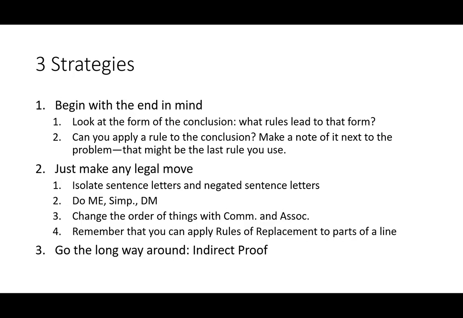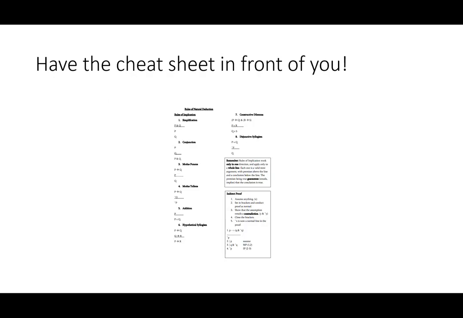The third strategy is to go the long way around and do an indirect proof. We've already got an entire video on looking at indirect proofs, so we aren't going to see this strategy in action with this example, but we will see strategies 1 and 2 coming up. And remember, the best strategy you can have, I think, is to have our cheat sheet in front of you. It's got all the rules, and it details how to do indirect proof and conditional proof, and reminds you what the difference is between rules of implication, 1 through 8, and rules of replacement, 9 through 18.